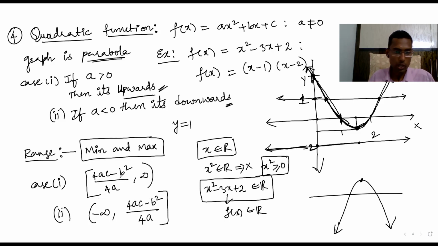I will tell you why this is 4ac minus b square by 4a, and what that b square minus 4ac by 4a is, for the minimum and maximum. I will explain that.